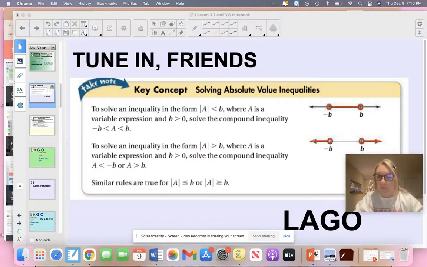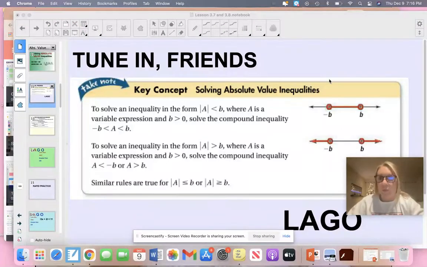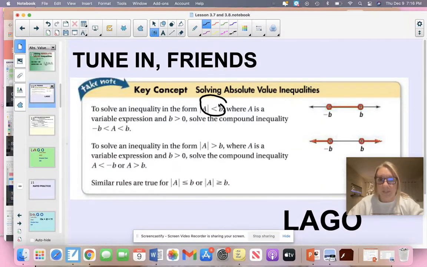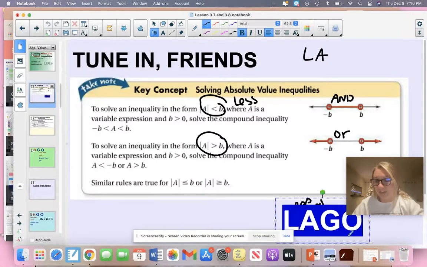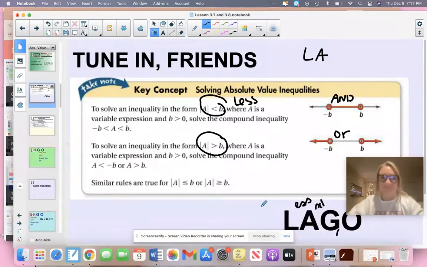Okay, so we talked about this today. All that your book is pretty much telling you here is that when you see an inequality that looks like this, you see a less than sign, you set up an and inequality. Okay, thus the first part of our acronym. When you see a greater than sign, we set up an or inequality. So less than and, greater than or. Okay, you get the point.